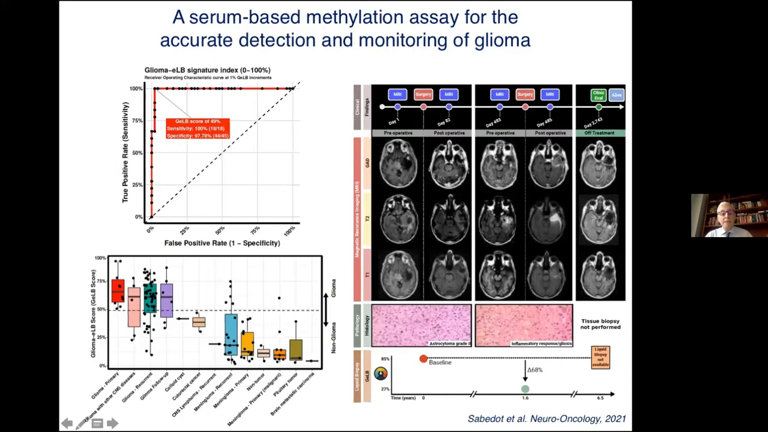So this is an extremely active area of research in our group, and we are now trying also to generate signatures that can obviously capture specific subtypes of gliomas and generate windows of opportunity even before surgical procedures.